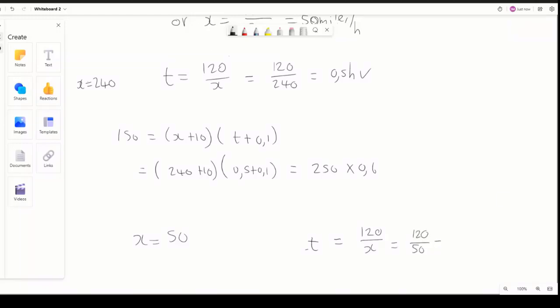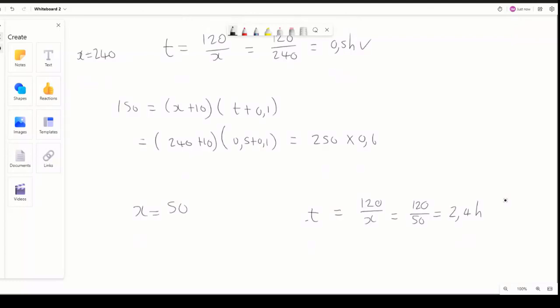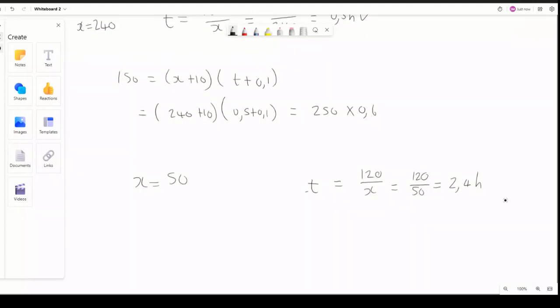Now I say 2.4 hours, right? Can you guys see the whiteboard? 2.4 hours. Can you see that? So when he drove 50 miles per hour between A and B, distance of 120, took him 2.4 hours, right? Right. Now let's check it in this equation. If this equation holds, let's check it now.